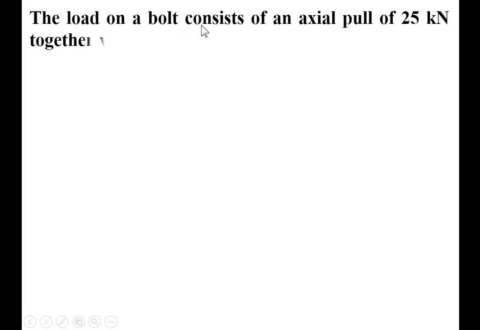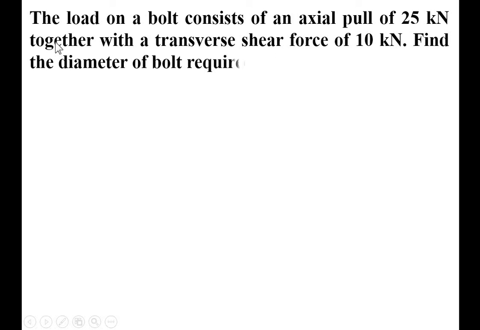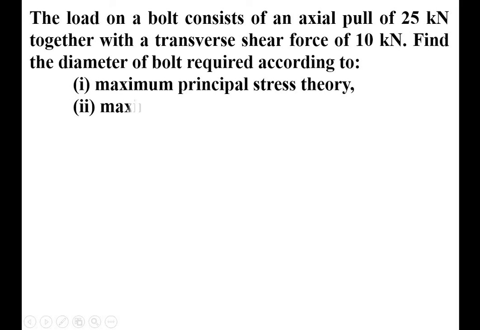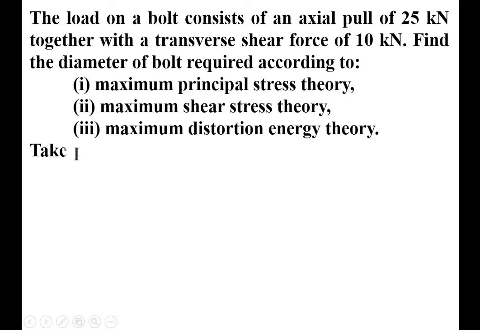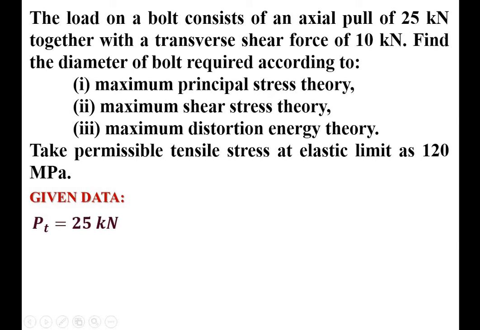The load on a bolt consists of an axial pull of 25 kN together with a transverse shear force of 10 kN. Find the diameter of the bolt required according to maximum principal stress theory, maximum shear stress theory, and maximum distortion energy theory. Take permissible tensile stress at elastic limit as 120 MPa. So first of all, the given data.